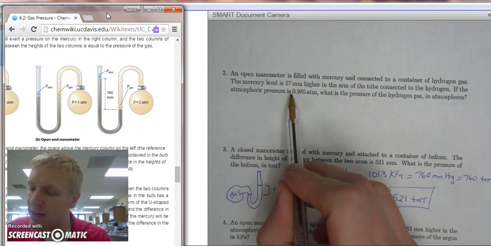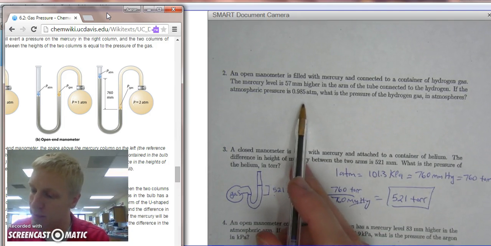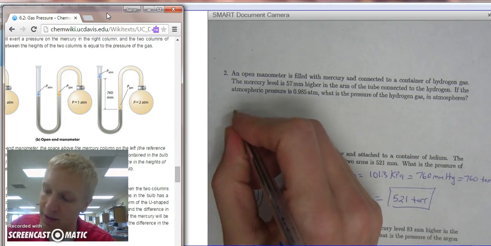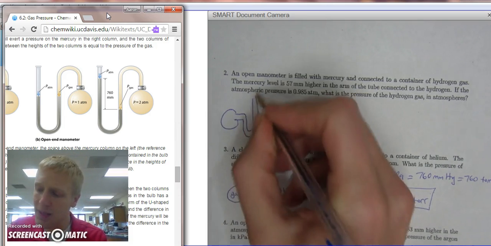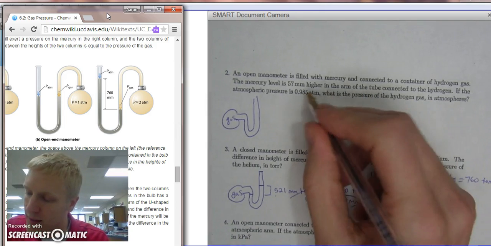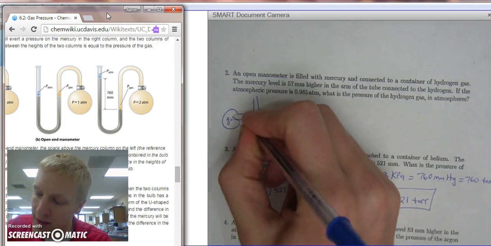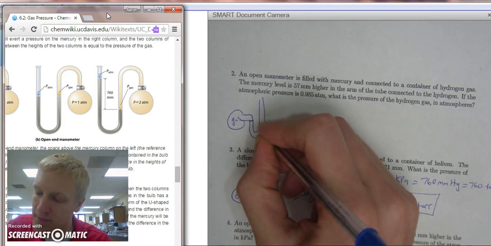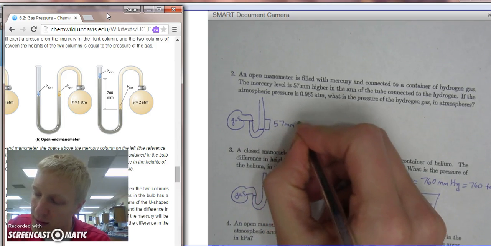The mercury level is 57 millimeters higher in the arm of the tube connected to hydrogen. The atmospheric pressure is 0.985 atm. What is the pressure of the hydrogen gas in atmospheres? Alright, again, I always start by drawing my little manometer. It's open, and here's my gas. And it says it's 57 millimeters higher in the arm of the tube connected to the hydrogen. So it's higher in the arm connected to my gas, my hydrogen. And it's 57 millimeters of mercury.